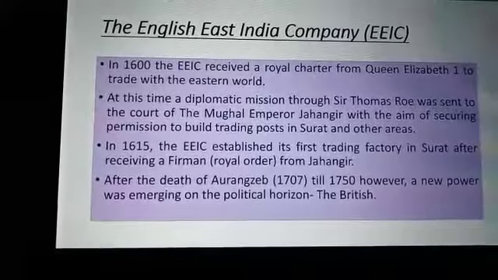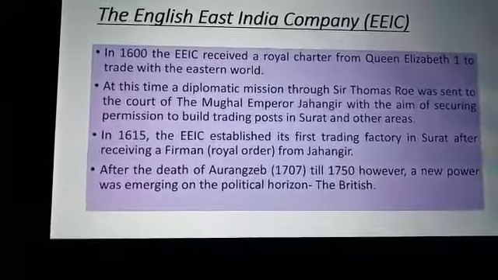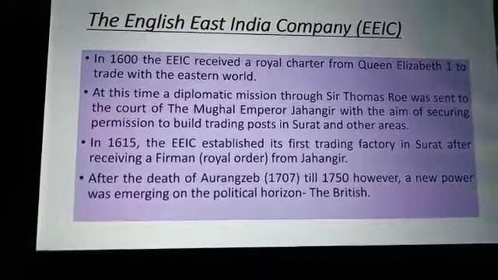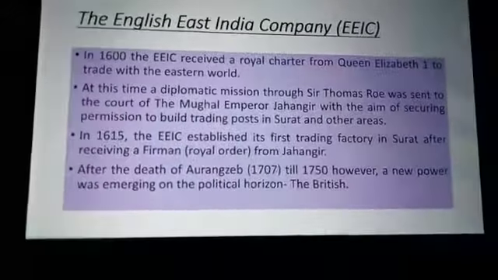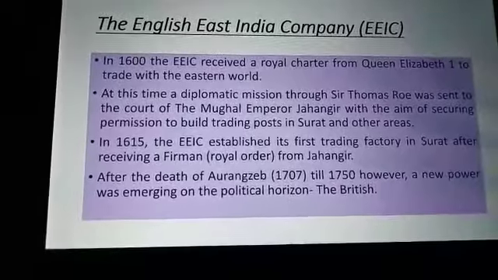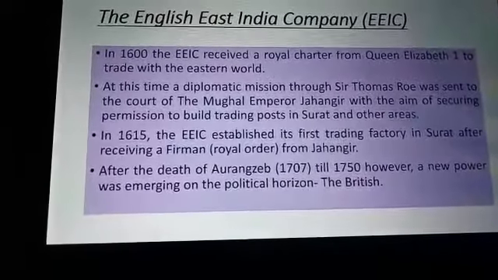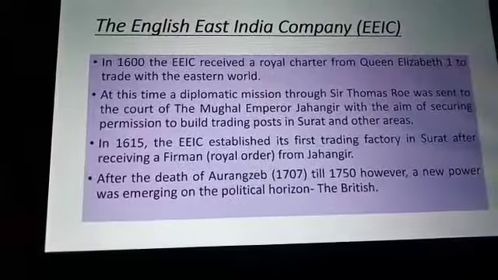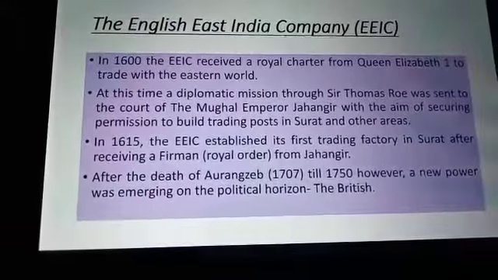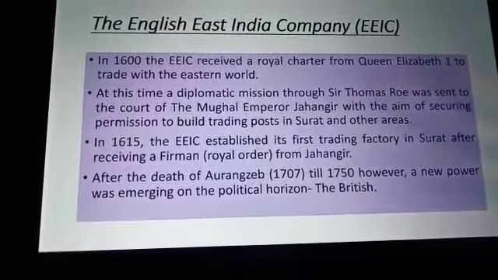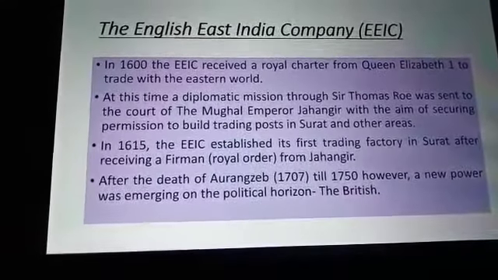In 1600, the EEIC received a royal charter from Queen Elizabeth I to trade with the Eastern world. At this time, a diplomatic mission through Sir Thomas Roe was sent to the court of the Mughal Emperor Jahangir with the aim of securing permission to build trading posts in Surat and other areas.